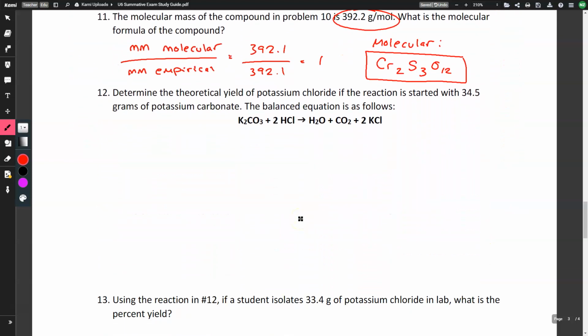All right, determine the theoretical yield of potassium chloride if you started with 34.5 grams of potassium carbonate. All right, well, potassium carbonate is this, and it's asking us for the theoretical yield of potassium chloride, which is this. Let's see, 34.5, always start with the given. Okay, so 34.5 grams of potassium carbonate. Okay, we're going to need 3 steps here.